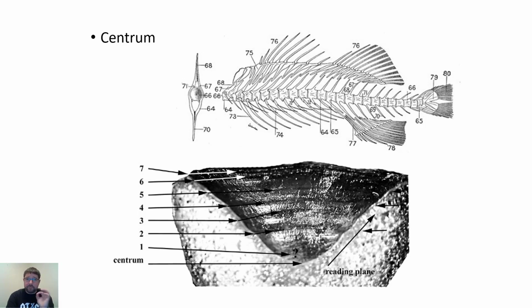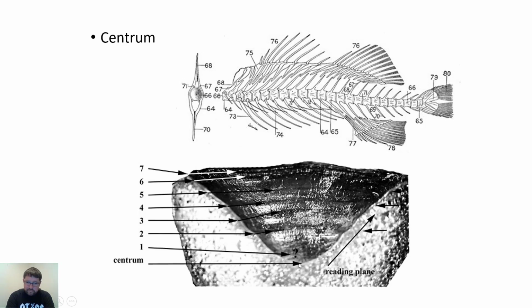A scale can just be pulled out. Okay? The fish will regrow that scale. The fish doesn't have to die. It's a really simple method. Okay? Centrum, you can see here, centrum is part of the vertebrae, that circular part.